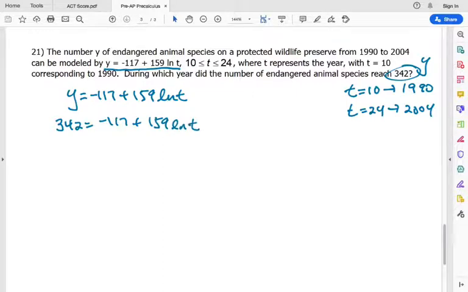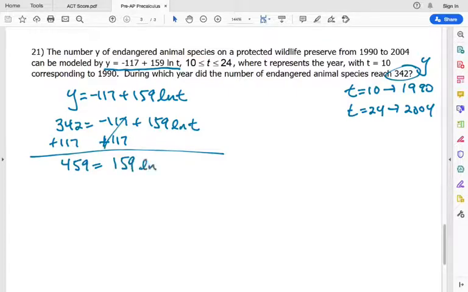All right, so we're going to solve this by undoing our order of operations backwards. We'll undo any adding and subtracting first, so we'll add 117 to both sides. And when we do that, we get 459 equals, that cancels, 159 natural log of t. Now I'm still trying to solve for t, so we need to isolate this, so we're going to divide both sides by 159. I'm going to leave this as a fraction, 459 over 159, because it doesn't come out nice, equals, those cancel, the natural log of t.